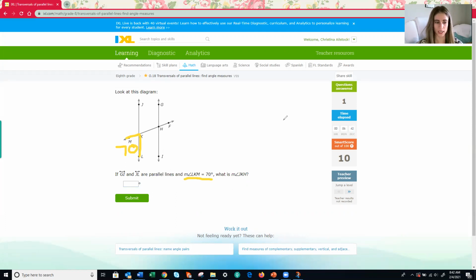And we want to find the measurement of angle JKH. Oh, looky there, what kind of angles are those? Those are vertical angles again. Notice that they make that X, they're across from each other, they're opposite of each other. So once again, we have vertical angles, and vertical angles are congruent, which means they're equal. Therefore, this also has to be 70 degrees.